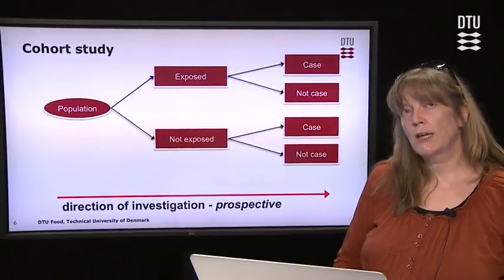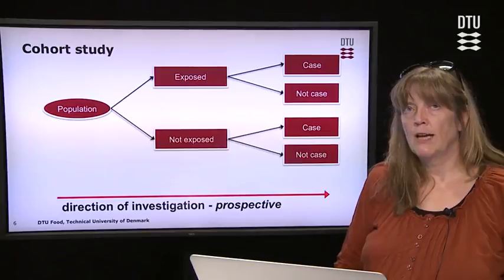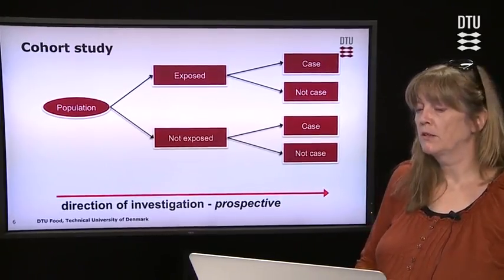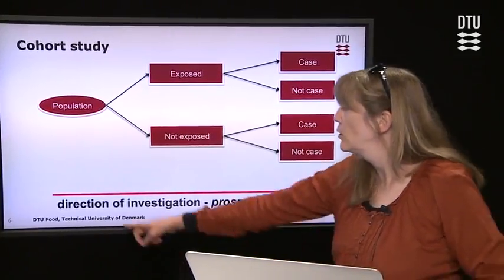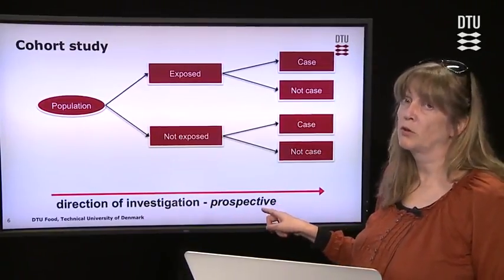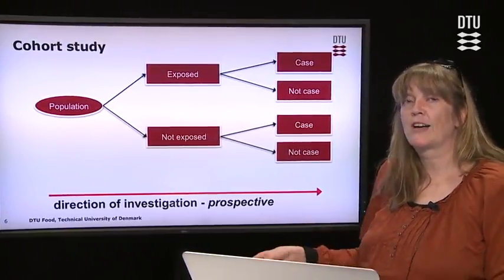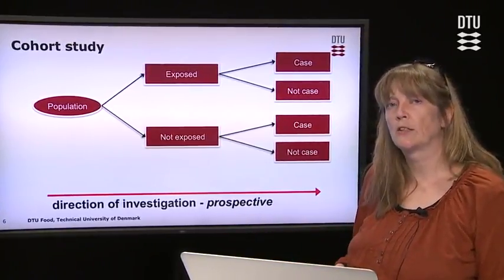So cohort studies can be divided into prospective and retrospective studies. In the prospective studies, the direction of the investigation goes this way, following the time. These are not very often used in foodborne infections because we don't identify a cohort and then sit around waiting for cases to appear.